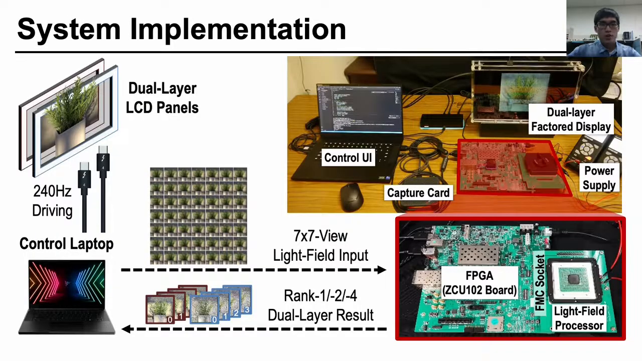Here is the demonstration platform for the dual-layer 3D factorized display. We use a laptop to transmit the target light field and UART command to the FPGA. The light field data will be temporarily stored in the DRAM and interact with our light field processor through the FMC connectors. As the processor finishes, we use a laptop to capture the factorization output and display it on the dual-layer LCD panels.